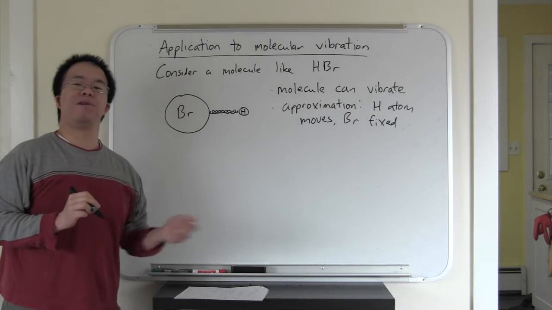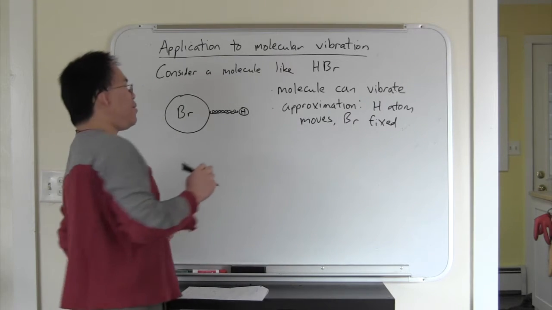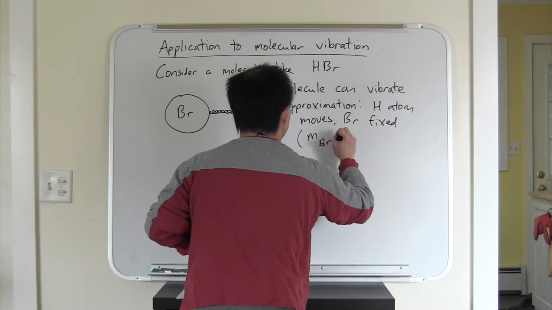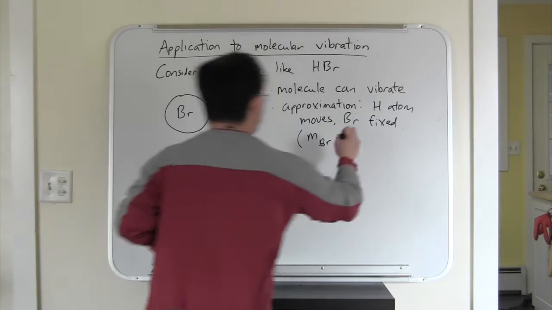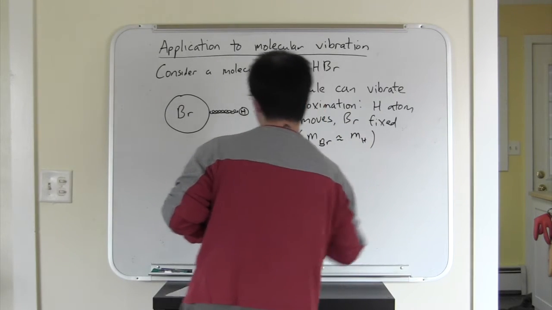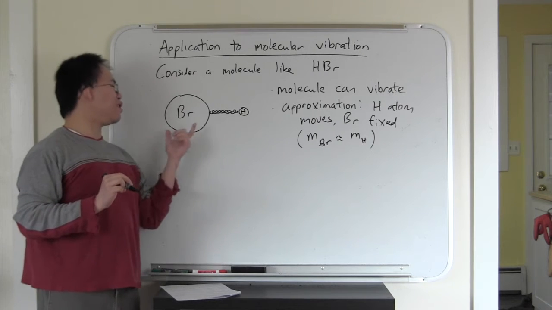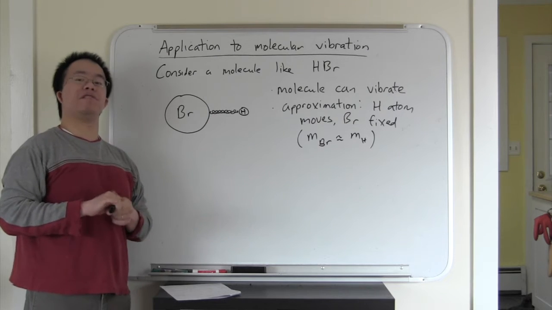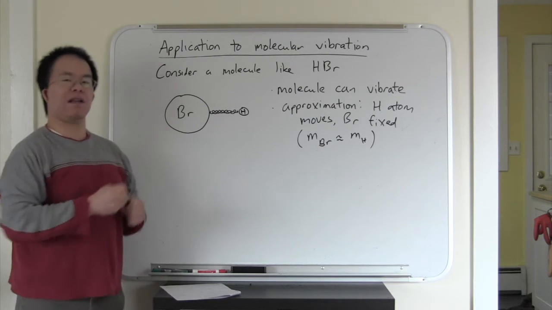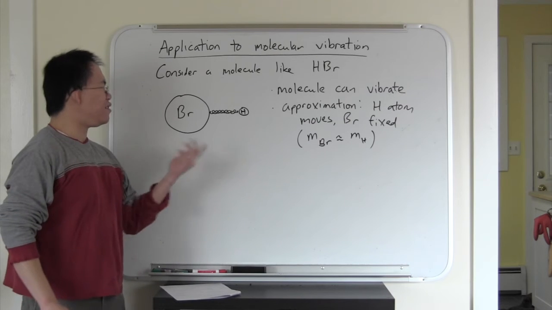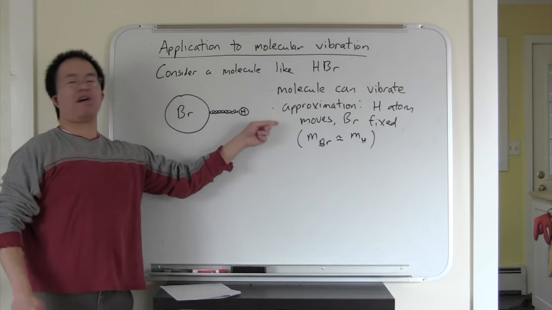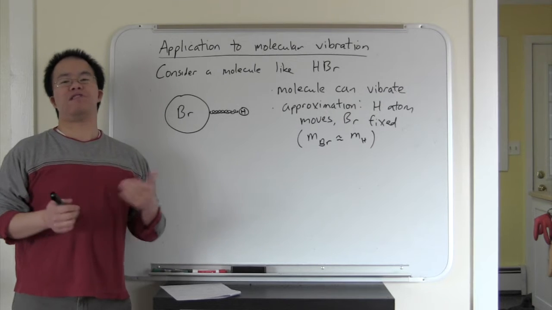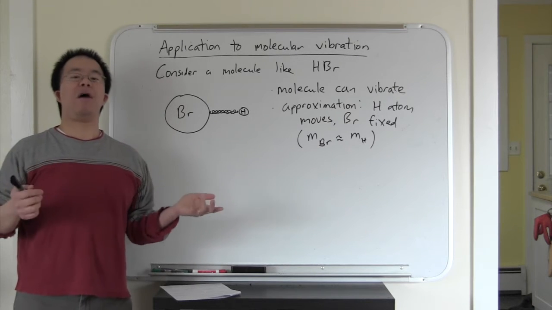If you look up a periodic table of elements, you can find out that the mass of bromine is about 80 times the mass of hydrogen. So it's a pretty reasonable approximation to consider bromine fixed, and then just think about the movement of this one hydrogen atom. Now, before I go on, I should mention that we can generalize this to molecules where this approximation isn't true. We can do it in particular for diatomic molecules, which is probably the most common case.